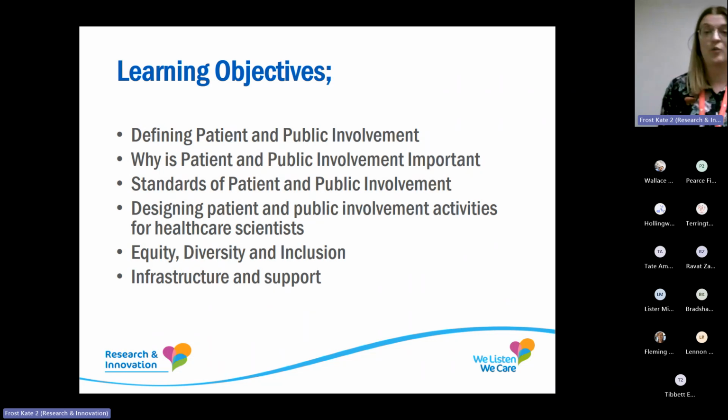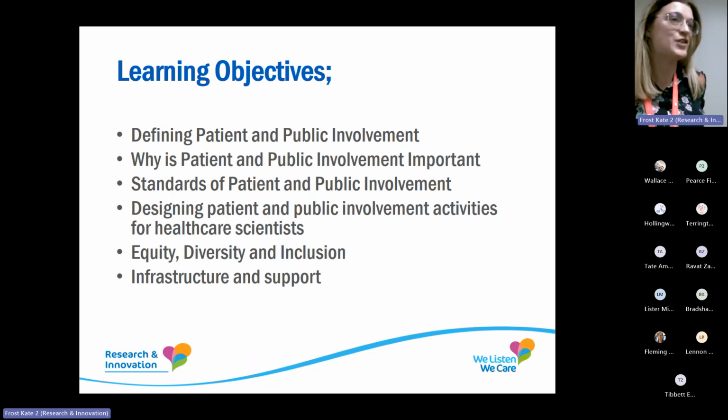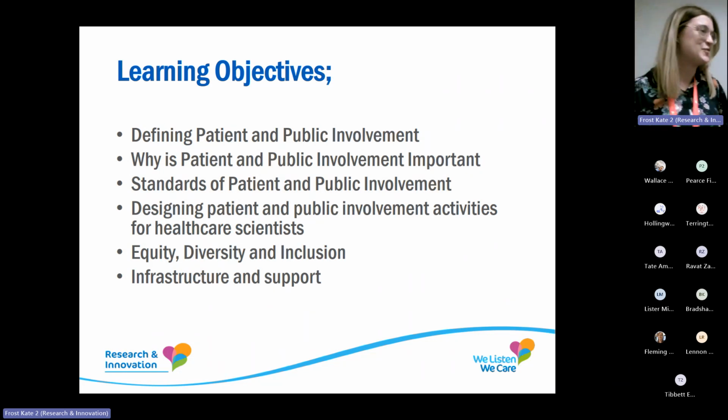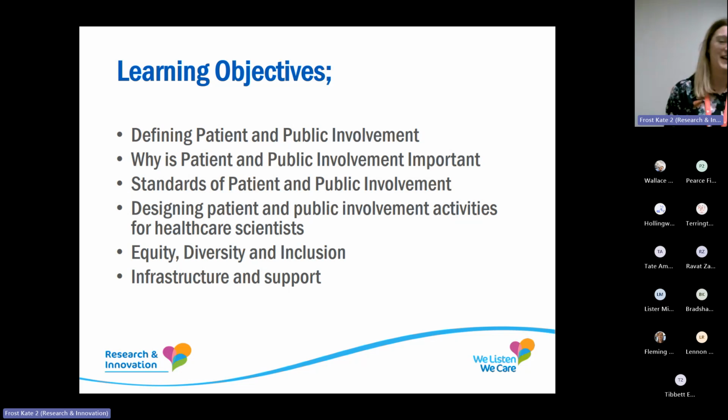Then we're going to talk about why patient-public involvement is important. So why should we do it? What's the benefit? What's the benefit to us? And we'll go through a few tangible examples of people who have done it and shared why it's important.